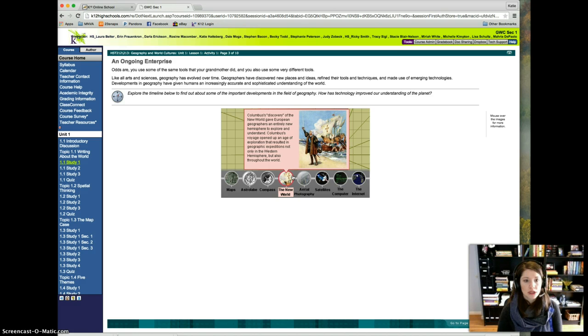The New World. Columbus's discovery of the New World gave European geographers an entirely new hemisphere to explore and to understand. Columbus's voyage opened up an age of exploration that resulted in geographic expeditions not only in the Western Hemisphere, but also throughout the world.